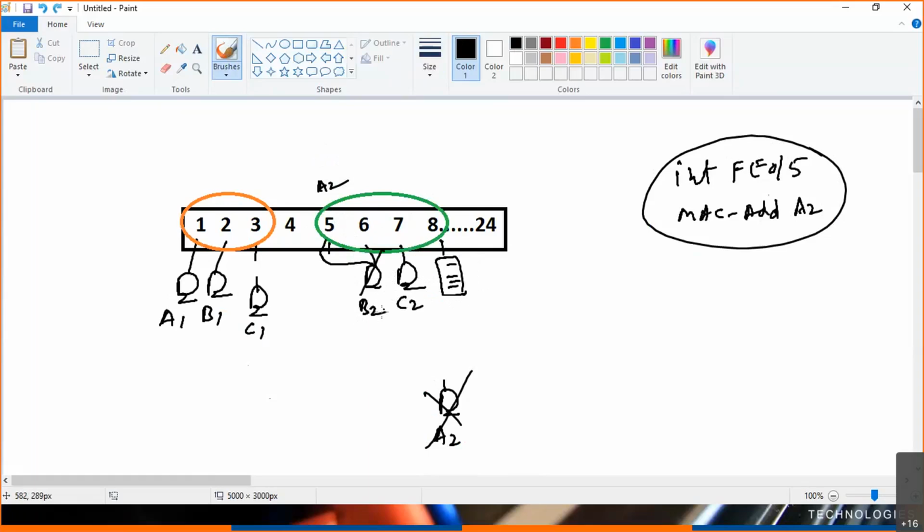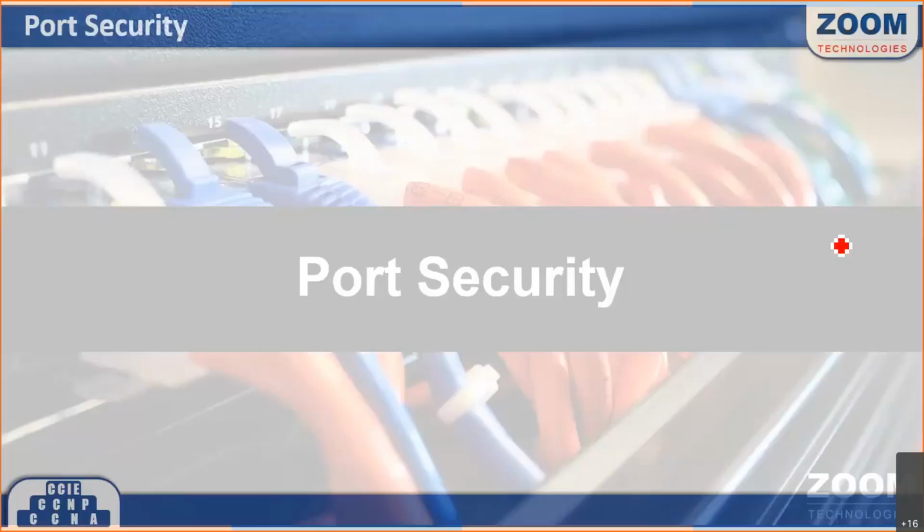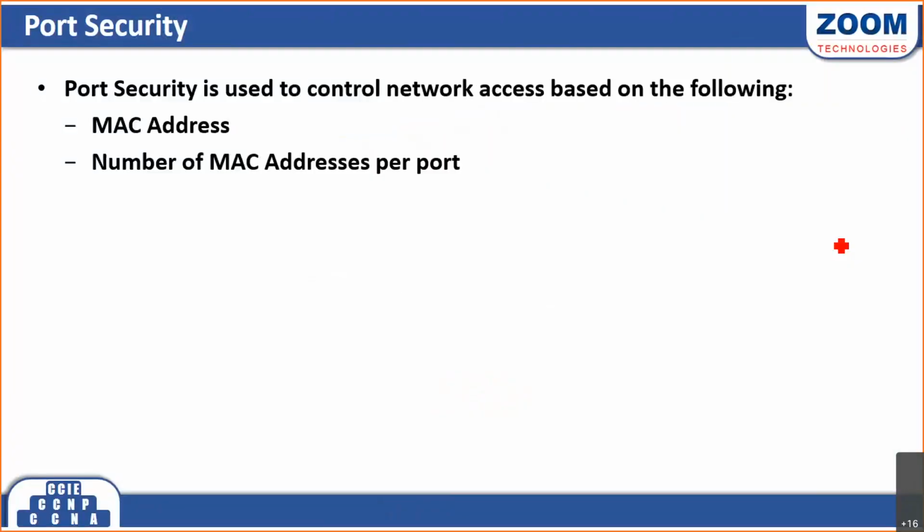Drop it. But we can bind B2 also here. We can bind C2 also here like this. If you're binding the multiple MAC addresses, then it's most similarly like here fingerprint access to your mobile phones. Like multiple fingerprints we can add, right? Like this. So port security is used to control network access based upon number of MAC addresses per port.